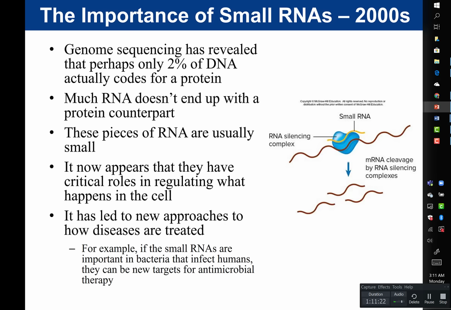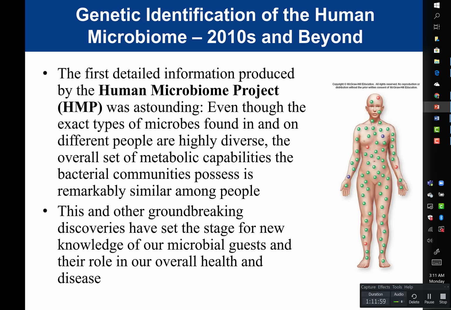For example, if small RNAs are important in bacteria that infect humans, they could be new targets for antimicrobial therapies. These small RNAs, which we call small interfering RNAs, siRNAs, or miRNAs, which stands for microRNAs, if we have those small RNAs that target a particular bacterial sequence, that could be used to help treat diseases. And then we have the Microbiome Project.